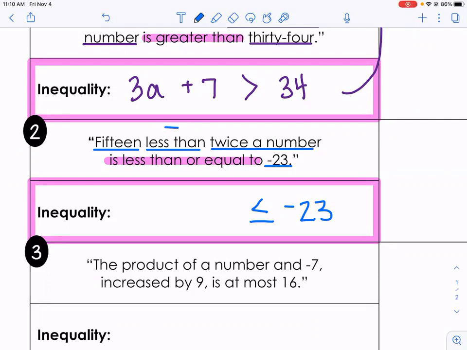But the 15 less than twice a number, the order is really important. That's one of those turnaround phrases. 15 less than twice a number. So we actually have to write it as 2x minus 15. Do you remember that turnaround phrase that we did back in chapter 2? Does it make sense why I wrote 2x minus 15? Yeah, okay.